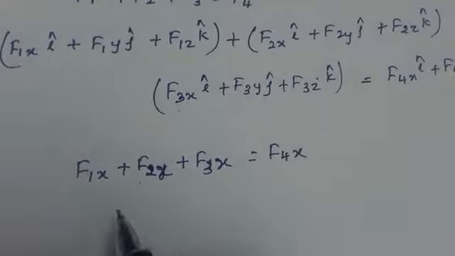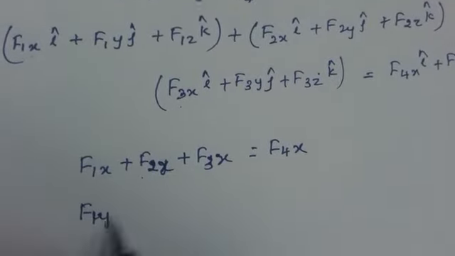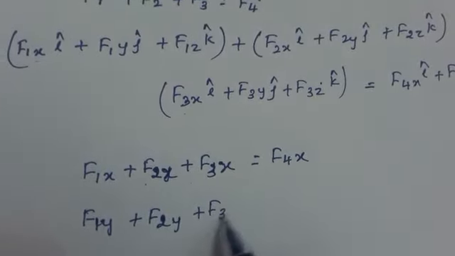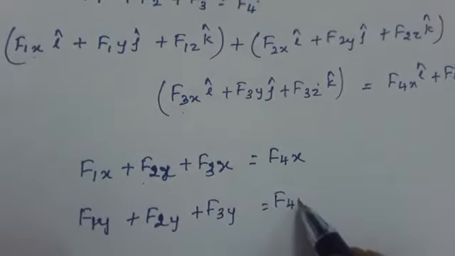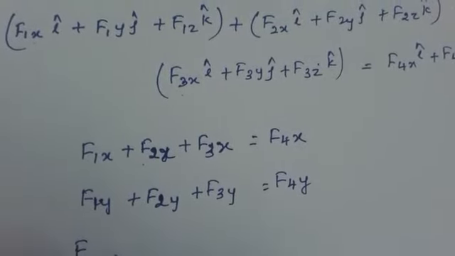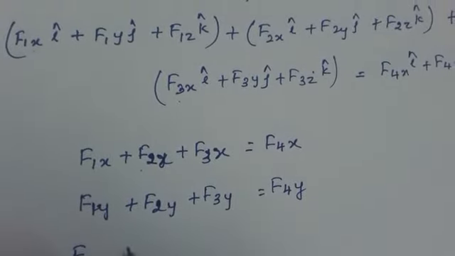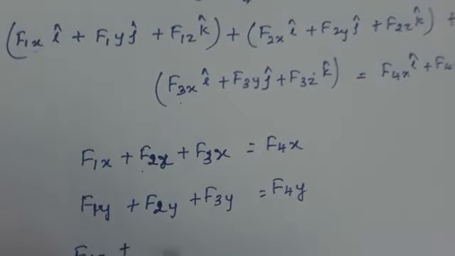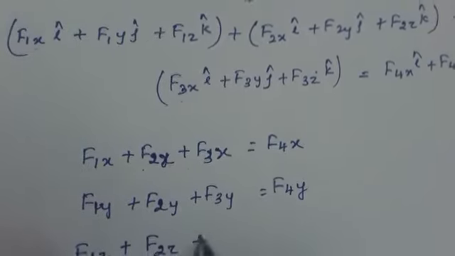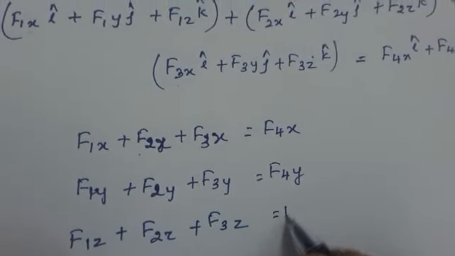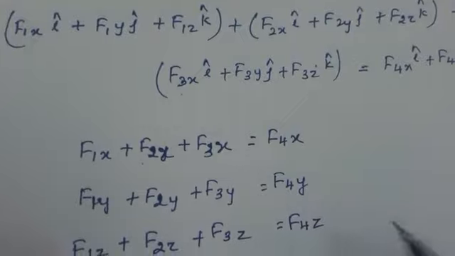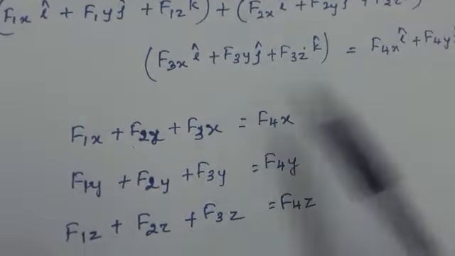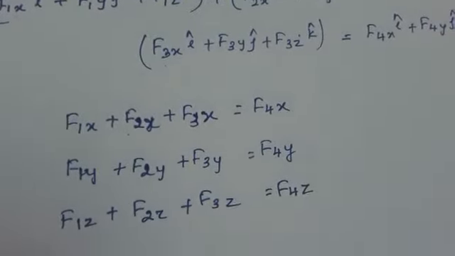Now we are going to compare the y components. That is f1y plus f2y plus f3y is equal to f4y. Similarly, we can compare the z components, that is the k vector components. That is f1z plus f2z plus f3z is equal to f4z. This is how we have to compare the components of the equation. We have to separate the x component, y component and the z component.